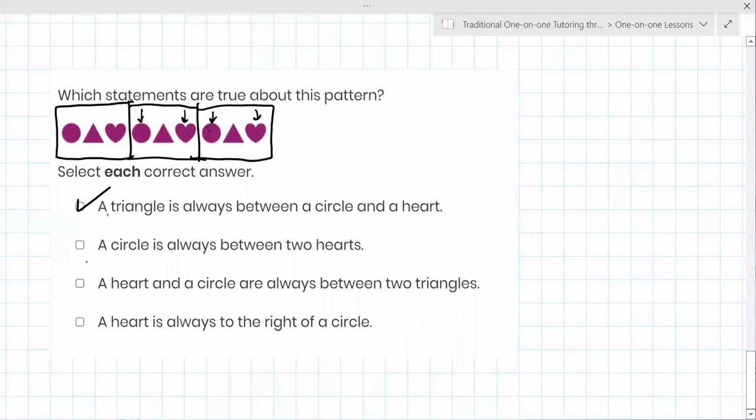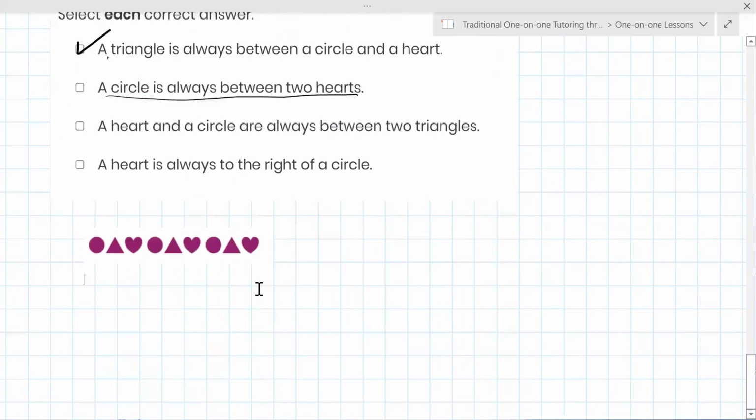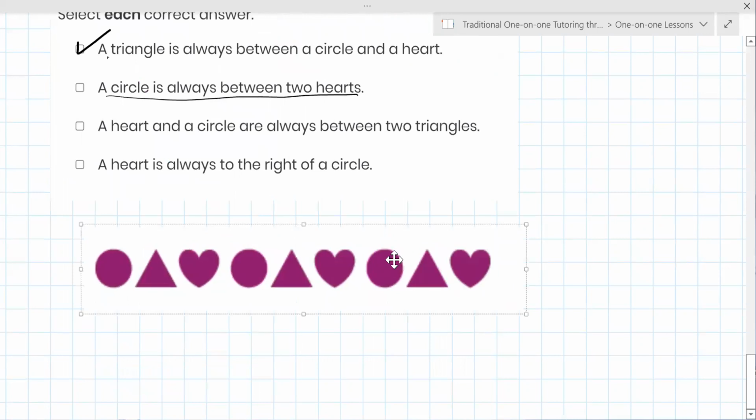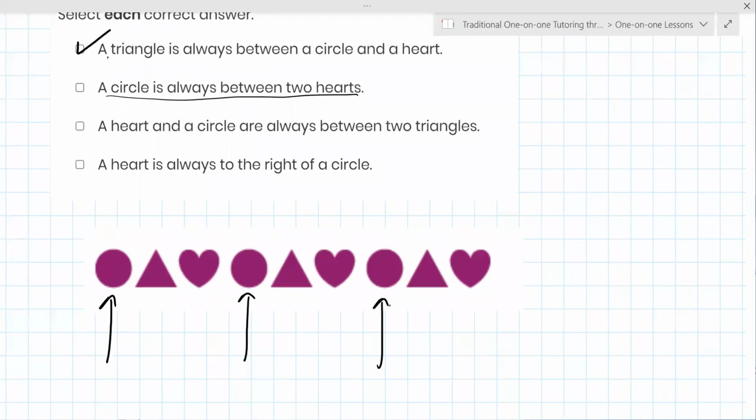Let's compare that to the next question. A circle is always between two hearts. Is a circle between two hearts? So sometimes to do these problems, you have to actually kind of reestablish the pattern here. I'm going to do that by snipping it and putting it down here. So look for the circles. There's a circle, there's a circle, and there's a circle. Is it always between two hearts? No. So I would agree, no.